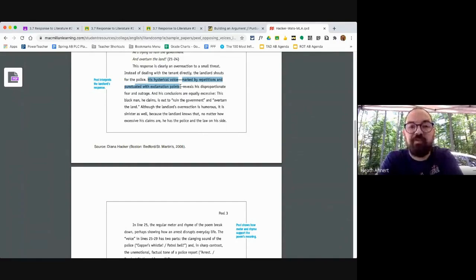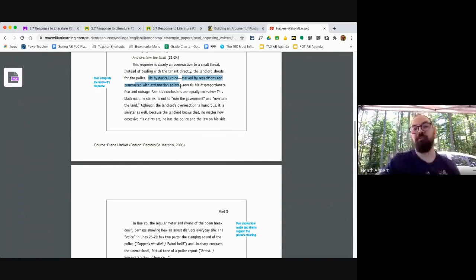Reveals his disproportionate fear and outrage, and his conclusions are equally excessive. This Black man, he claims, is out to ruin the government and overturn the land. Although the landlord's overreaction is humorous, it is sinister as well, because the landlord knows that no matter how excessive his claims are, he has the police and law on his side.